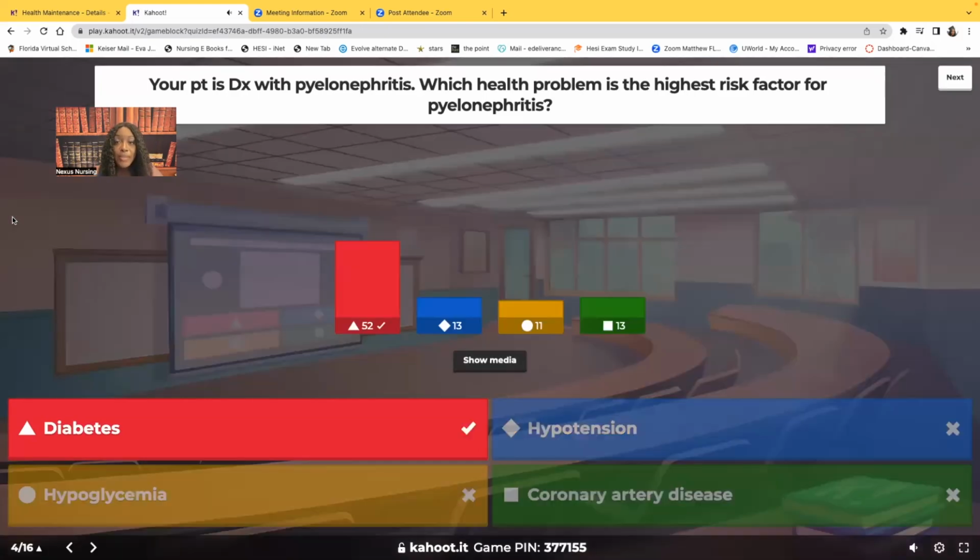Very good. It's diabetes. So let's talk about this. Let me tell you something. Bacteria loves wet, moist, dark, and sugary environments. That's where they grow. That's where they can reproduce the best. So any patient that has diabetes that's full of sugar in their blood is automatically going to be at risk for infection, all types of infection, including upper urinary tract infections such as pyelonephritis.